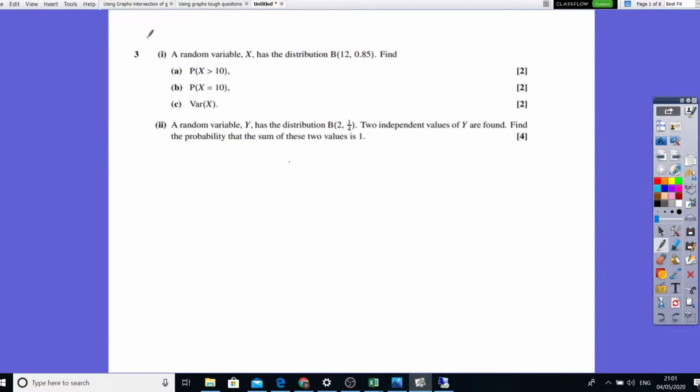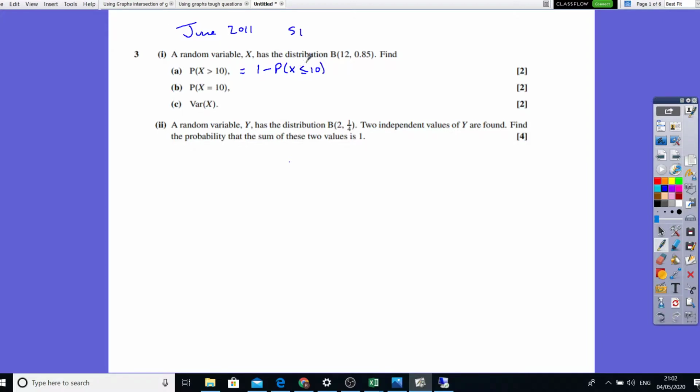We're just going to look at this question 3 from June 2011 OCR paper S1. Okay, so the first one is pretty straightforward. All you need to do is put this straight into your calculator and work it out, by saying the probability that x is greater than 10 will be 1 minus the probability that x is less than or equal to 10.